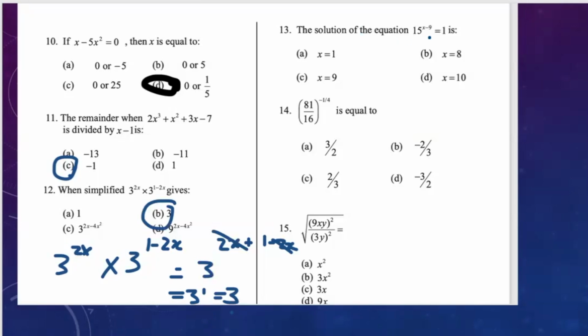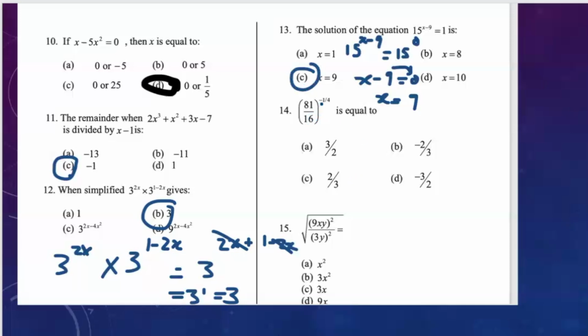The solution of the equation 15 to the x minus 9 equals 1. We have to make the bases the same. So I have 15 to the x minus 9. And 1 can be written with any base. So we'll have 15 to the 0. So we have x minus 9 equals 0. Then we carry over the 9. So x is equal to positive 9. So that means my answer is C.